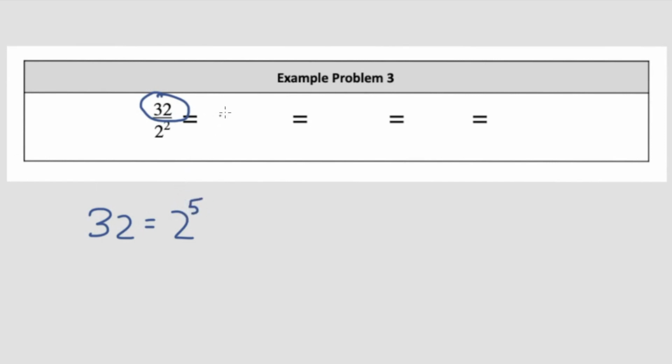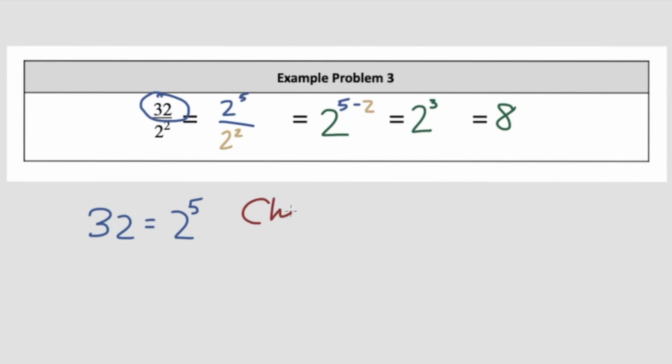I start by noticing that 32 is the same thing as 2 to the power of 5. So I've substituted that in and I've changed it to 2 to the power of 5 over 2 to the power of 2. Now, why did I do that? I did that because I want to use the quotient rule. Because as you know, the quotient rule only works if the base is the same. That 32 doesn't work. We have to turn that into a 2. So that's 2 to the power of 5 over 2 to the power of 2, which is the same thing as 2 to the power of 5 minus 2, because we're subtracting the exponents, which gets 2 to the power of 3, which gets 8.